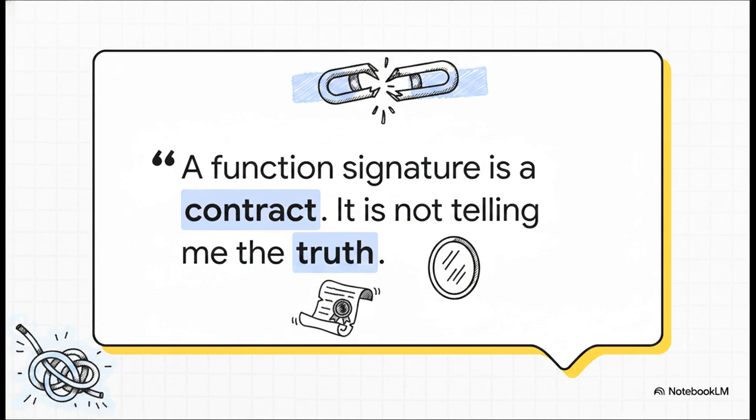"A function signature is a contract." Think about that. It's a promise. It's supposed to tell any other developer, or you in 6 months, exactly what this function needs to do its job. And Ethan's function signature? Well, it's lying. It's promising it only needs a context and a number, but that is absolutely not the truth.